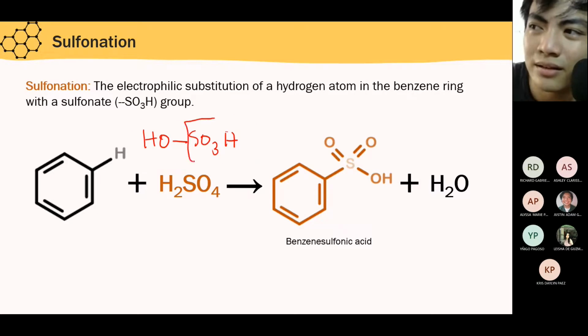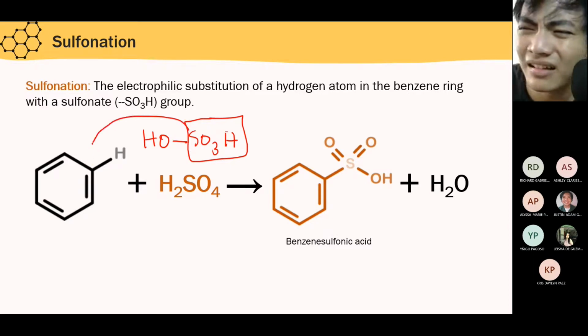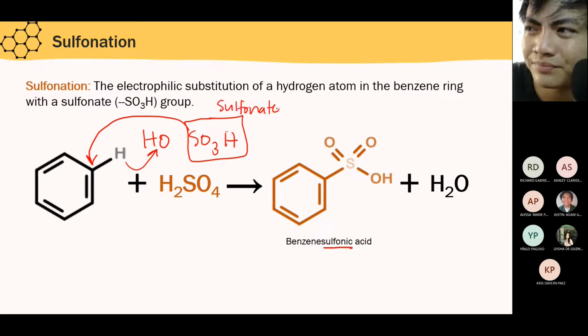So what happens? This attaches there. The sulfur atom attaches. And then the hydrogen joins the OH to produce water. So you have your benzene sulfonic acid. The group attached to the benzene is called a sulfonate.